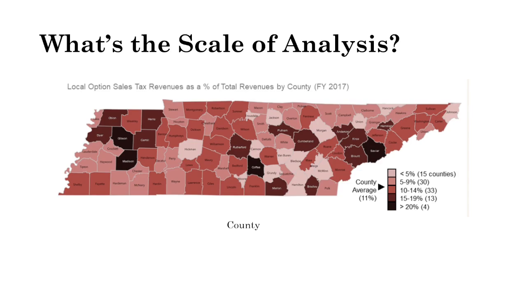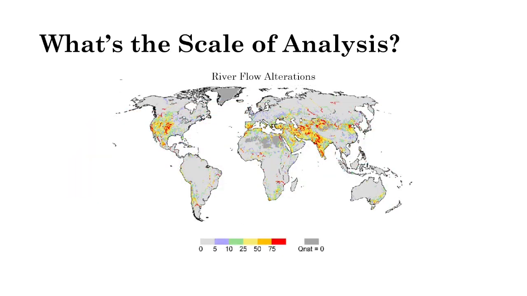That's what the data is being compared between. What about this map? It's showing river flow alterations between different areas of the world. The world is being shown, so that's a global scale, but what's the scale of analysis? The data isn't being confined to any particular area, so it's going to be a global scale of analysis.